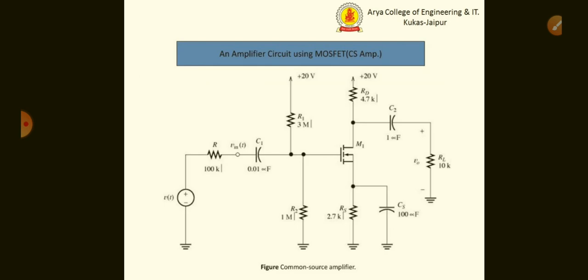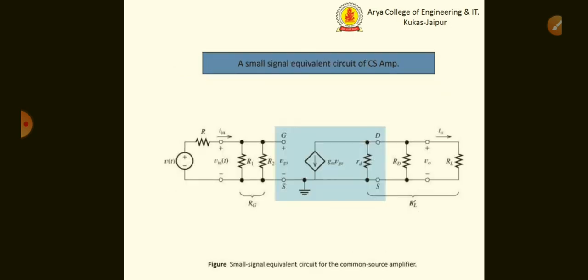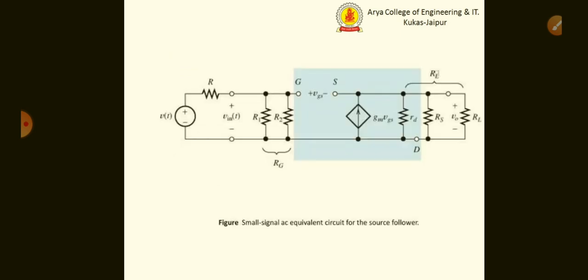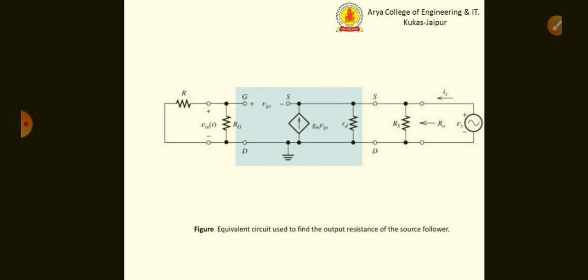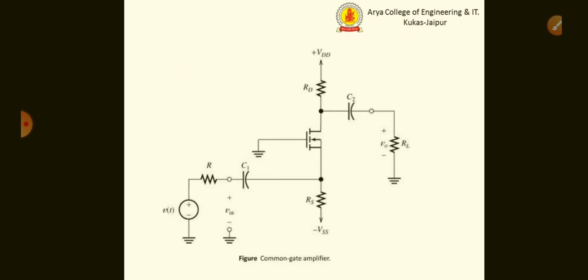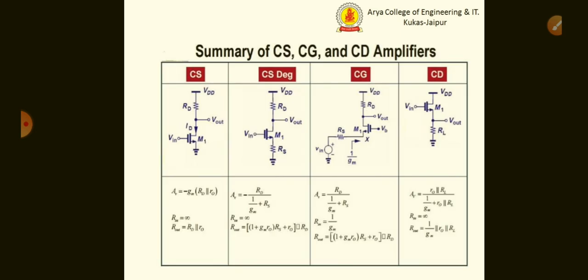An amplifier circuit using a MOSFET, the common source amplifier, has been shown in the slide. A small signal equivalent circuit of the CS amplifier can be drawn by appropriate positioning of all the biasing resistors used in the circuit. This is the equivalent circuit used to find the output resistance of the source follower. Similarly, we can have a common gate amplifier, and here we are summarizing the common source, common gate and common drain type of amplifiers.